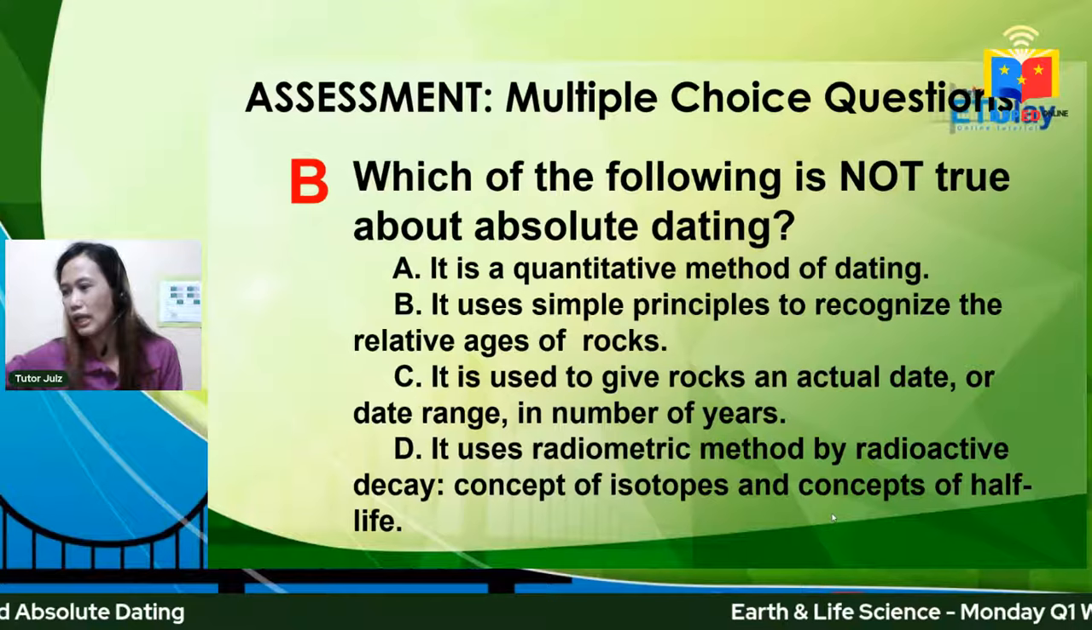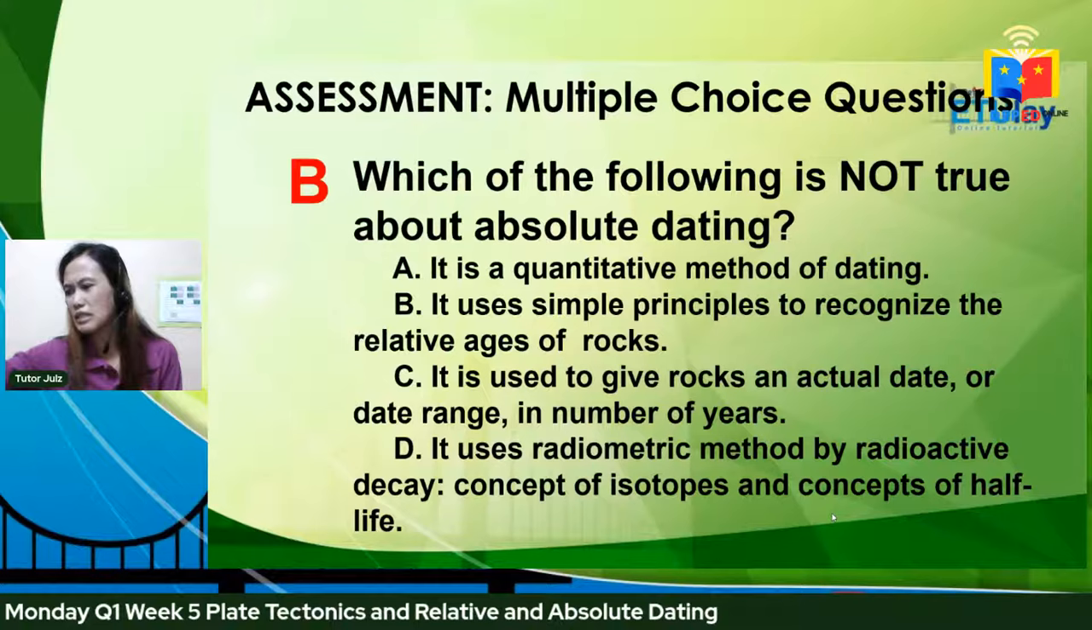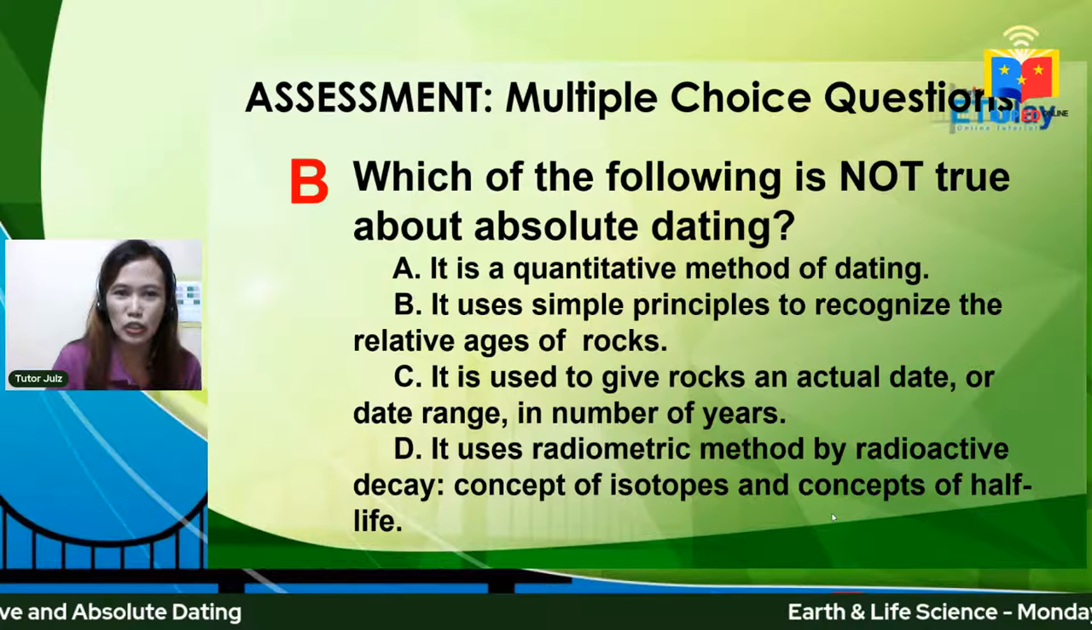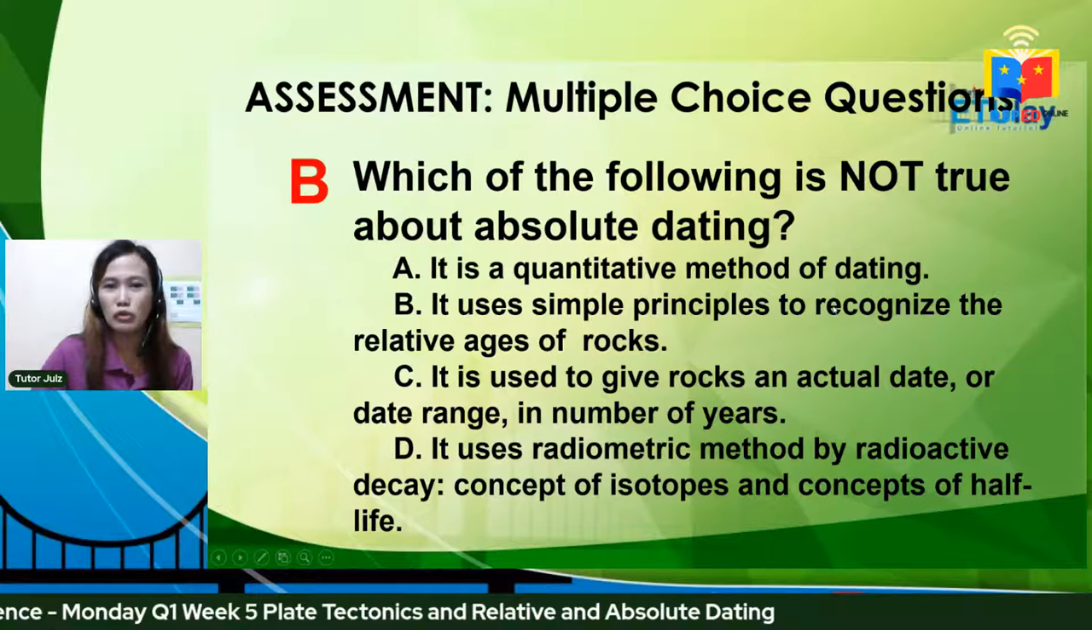You are correct, Daniela. Okay, you're right. Reliora, Legaspi, De Guzman, who else? Arteya Startrilio Guanlao. Very good. Okay. It's letter B po. It uses simple principles to recognize the relative ages of rock. Kasi lahat ng mga yan, more on description of absolute dating. This one, it uses simple principles to recognize the relative ages of rock, that is in relative dating.